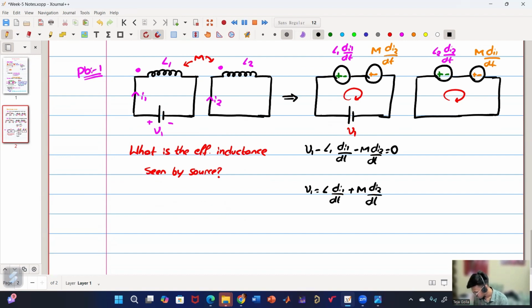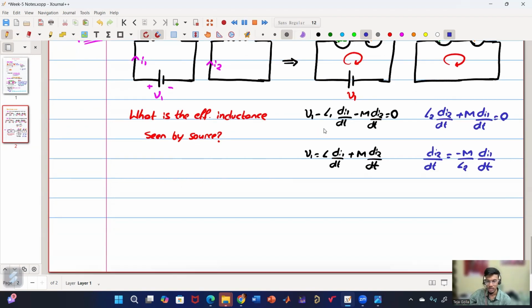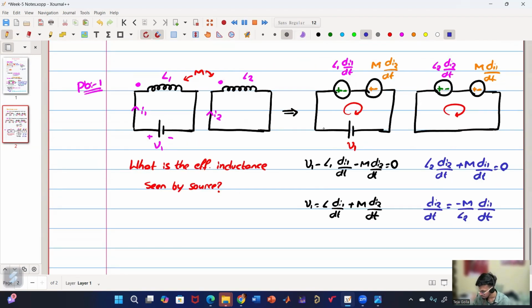Now on the RHS side, what will be the expression? On the RHS side, we'll have L2 into di2 by dt plus M into di1 by dt equals 0. So basically I want to eliminate di2 by dt. So I'll calculate what is my di2 by dt, which is minus M by L2 into di1 by dt, right? Agree everyone? Whatever calculation we are making.